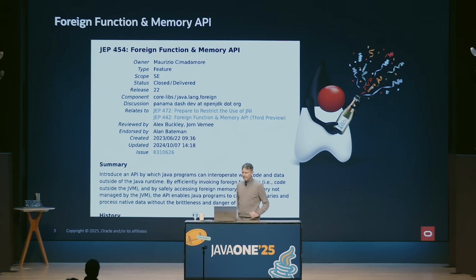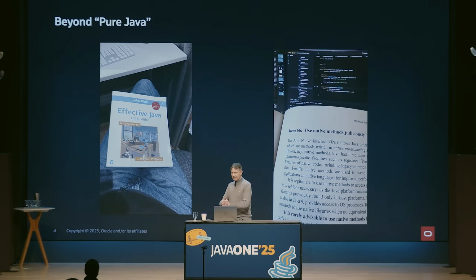So, the FFM API was shipped in Java 22. It was finalized there, thanks to Maurizio and Jorn's relentless work during a number of years. And finally, we were able to ship it. This is my book of Effective Java, and there you can read: use native methods judiciously. And I think you can see at the bottom there, it's rarely advisable to use native methods. And maybe that has changed a bit since that book was printed.